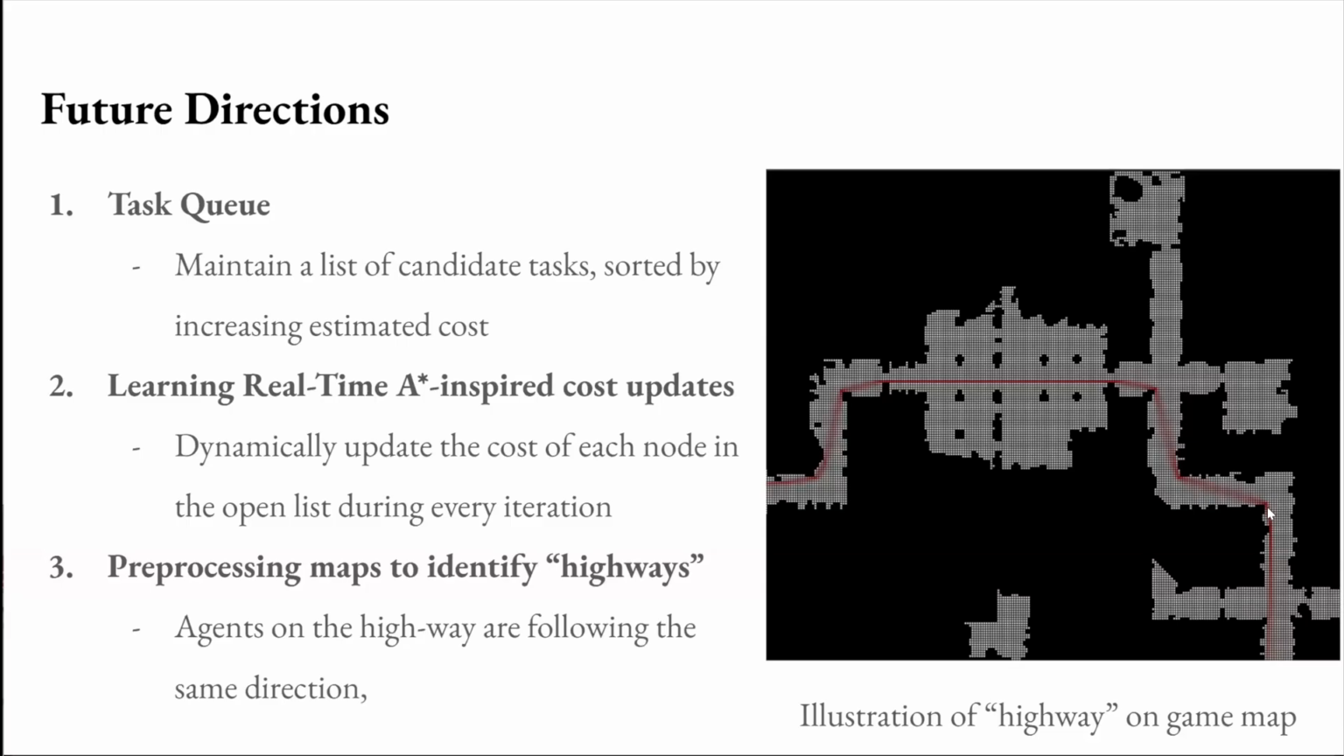We can just skip the location when we're considering the conflict. We only need to consider locations that are outside of the highway, which is supposed to further improve the efficiency of the planning algorithm. And here is the illustration of how the highway will look on a game map.